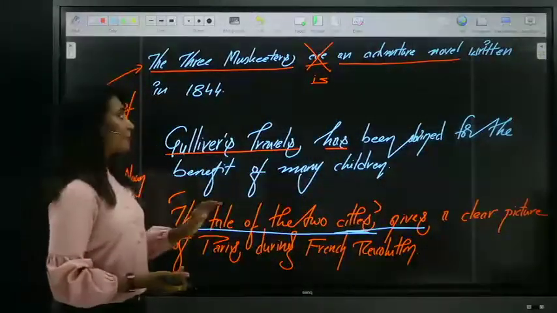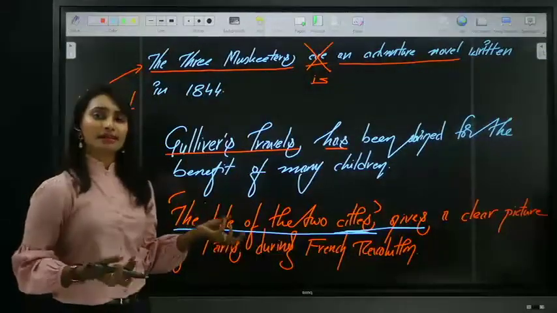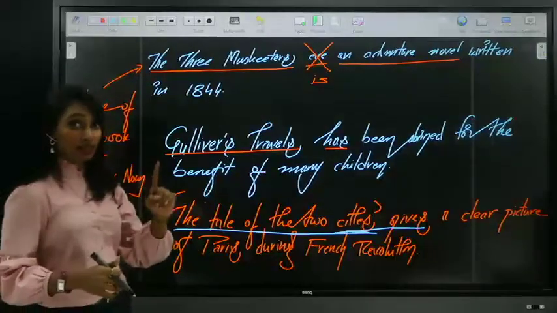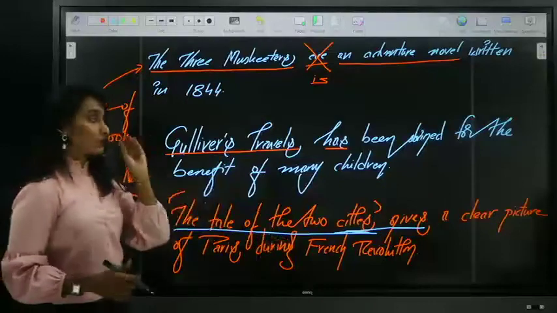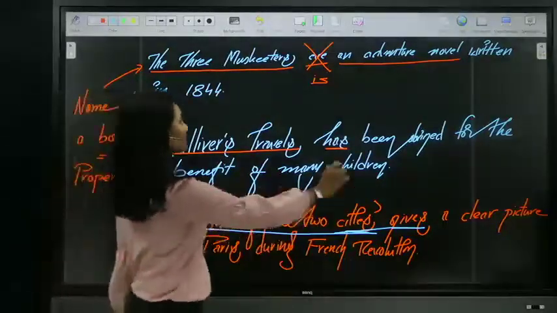So remember the names of books, the names of things, the names of anything which is a proper noun, though they end with S, if it is singular, we have to treat it as singular and use the singular verb. Now let's see the next one.